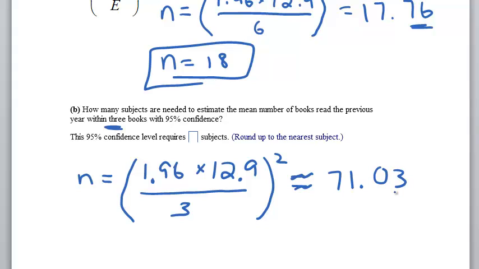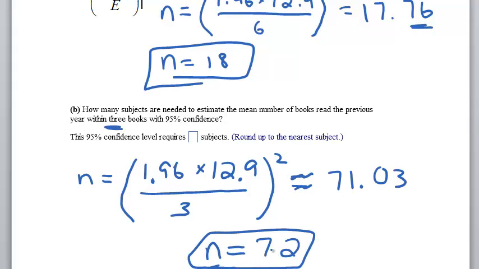I'm going to get 71.03. Many of you will say, 71, I'll round down. But we always round up. Always round up. Because 71 wouldn't quite get us to that plus or minus 3. So we're always going to round up to 72. That's where a few of you have been missing these on the homework.